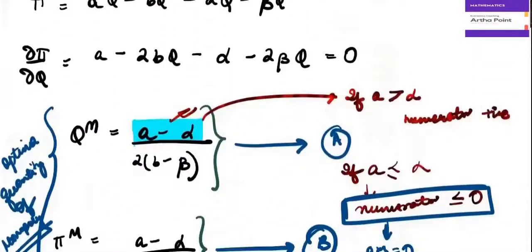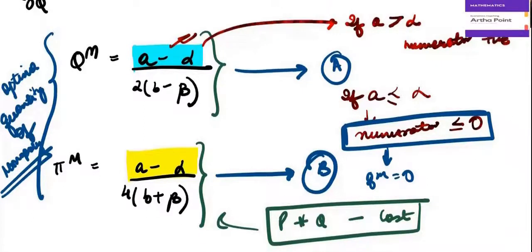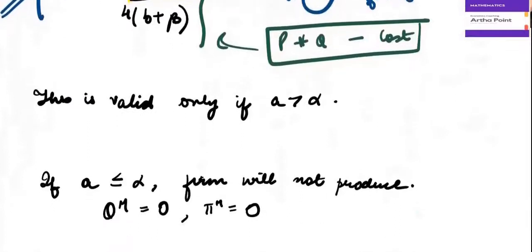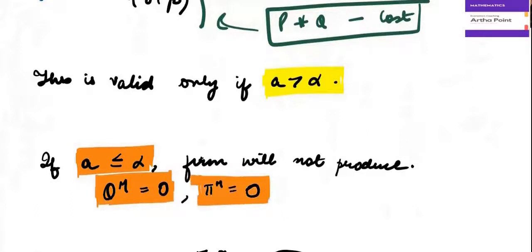And now if I look at my profit function also, that also has the same A minus alpha. So if A is less than alpha, then my profits are negative, which means my revenue is less, cost is more, and in such cases, I will not do any production. Now, this is only valid if A is greater than alpha. If A is less than alpha, then the firm will not do production. Then the quantity would be 0, and the profits will obviously be 0. It's better to have 0 profits than negative profits.